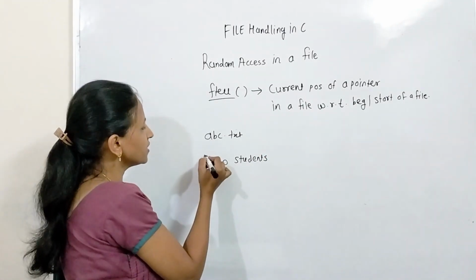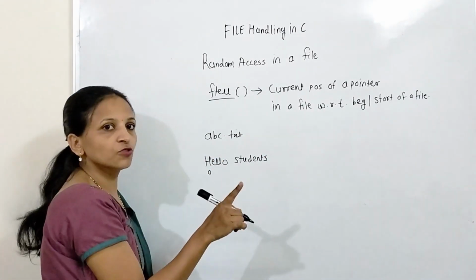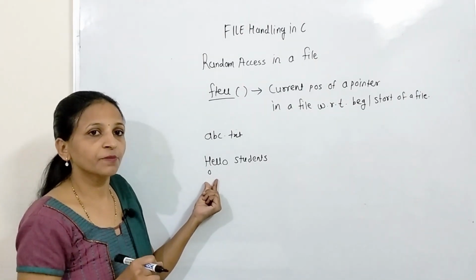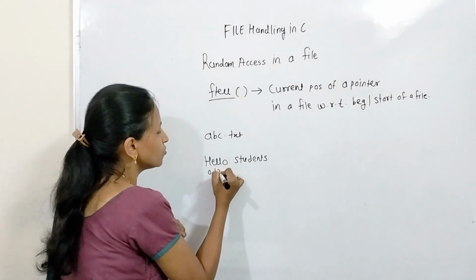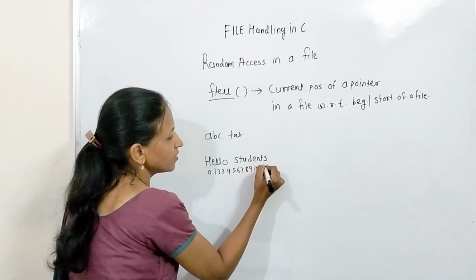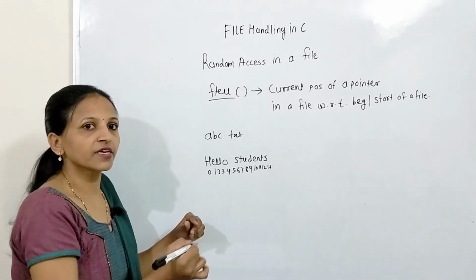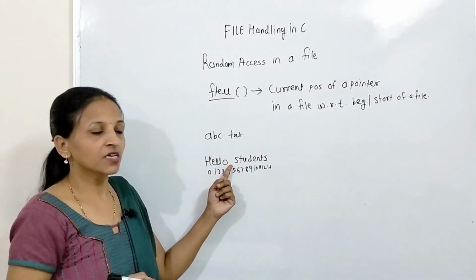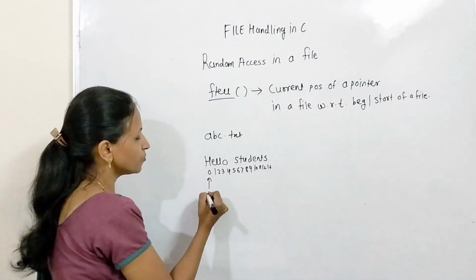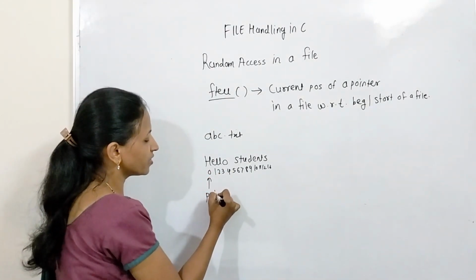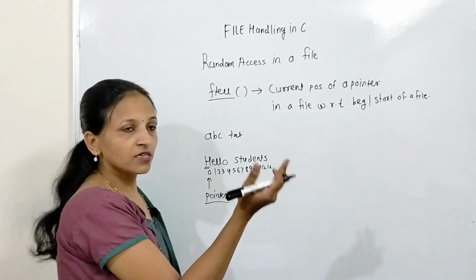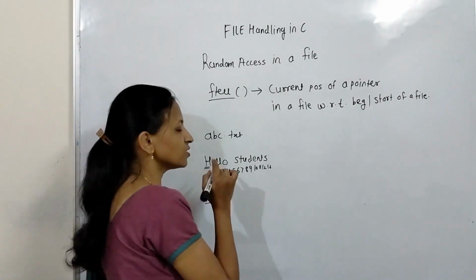Initially this h will be considered at the 0th index. This byte will be numbered as 0. This is nothing but the 0th index. Then 1, 2, 3, 4, 5, 6, 7, 8, 9, up to 13. There are 13 characters including this space. Now whenever we open that file in read mode, this position indicator or internal pointer will be at this position. If you call that ftell function, then it will of course return 0.